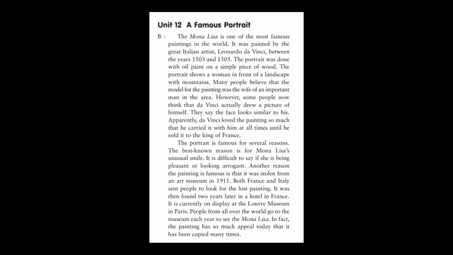It is currently on display at the Louvre Museum in Paris. People from all over the world go to the museum each year to see the Mona Lisa. In fact, the painting has so much appeal today that it has been copied many times.